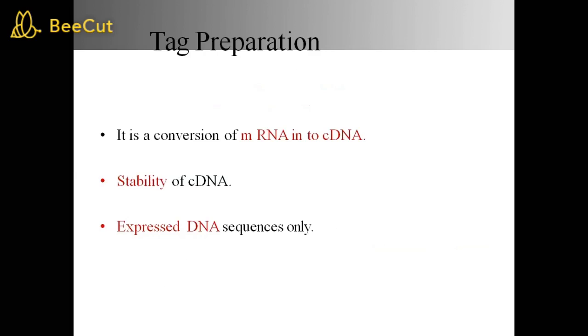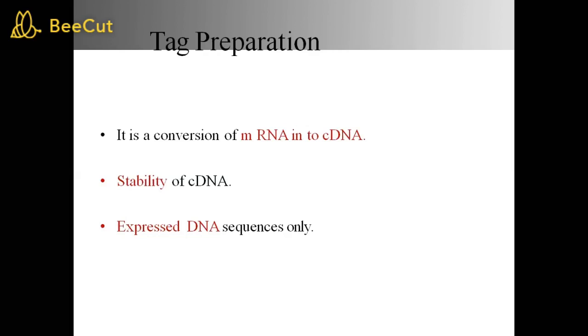Next are the steps under tag preparation. How are these expressed sequence tags prepared? It is the conversion of mRNA into cDNA, because cDNA is more stable compared to the mRNA molecule, and it contains expressed DNA sequences only. First the mRNA molecule is isolated, because the mRNA codes for a particular protein. This mRNA is then converted into cDNA.